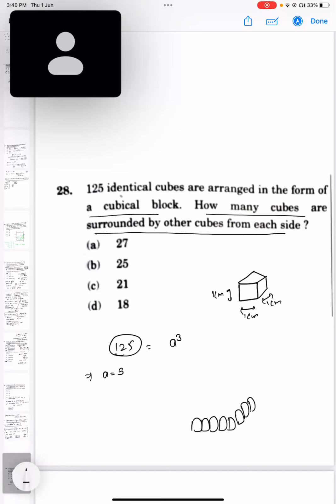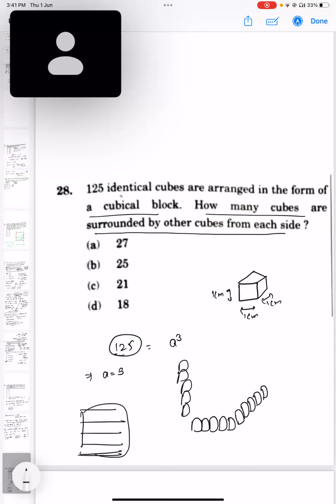Then 5 cubes breadthwise, and then 5 cubes height wise, right? Then you will have a total of 125 cubes, right? Because when we have 5 cubes in the length and 5 cubes in the breadth, that is 5 times 5, 25 cubes. Then above that 25 cubes, another 25 cubes, and another, and another. So in total 125 cubes will be there.